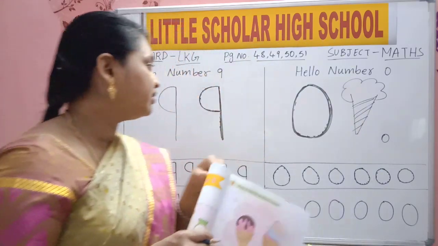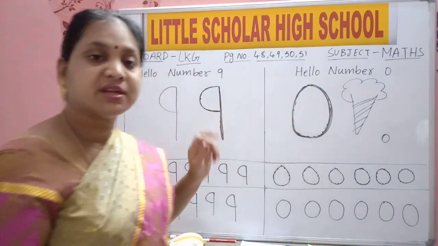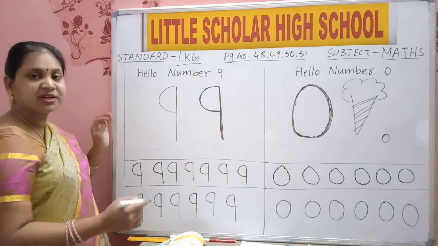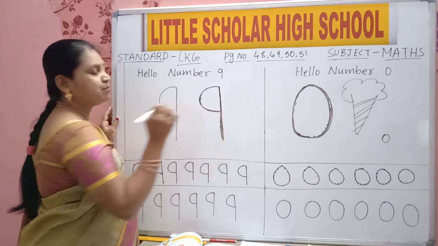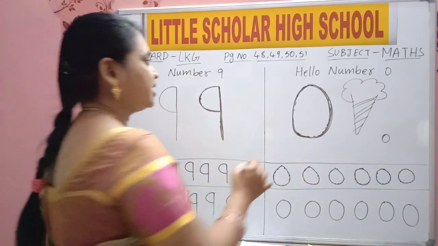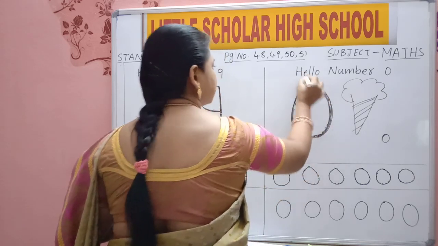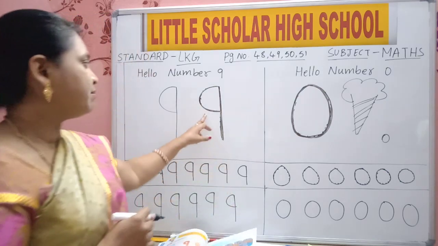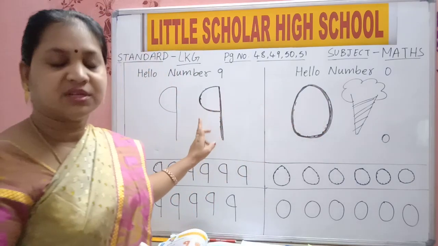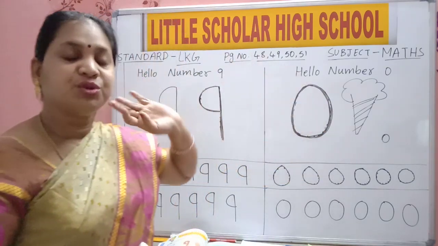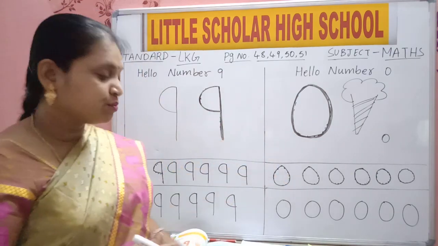Yes, so today we have learned number 9. How to write number 9 and 0. 9, how will you write it? Half circle. Yes. Then one standing line. Number 9. 0, yes, you will start from this side. Full circle. Again you will go and join the same line. So you are going to practice these two numbers today, 9 and 0, in your books.